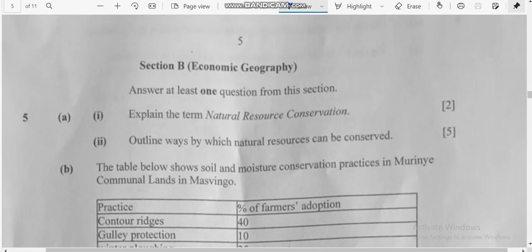Right, greetings, class. Today I'm going to revise with you this question paper which was written in June 2024. This is Geography paper 2. And for today we are going to work on number 5, which is section B, Economic Geography.